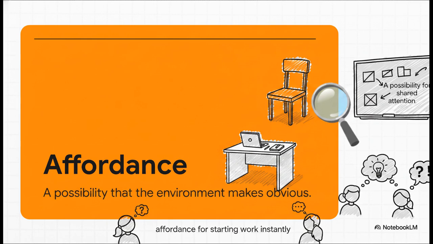Just like in nature, where walking paths naturally form wherever it's easiest to walk, in a classroom, behavior flows right down the path of least resistance. The absolutely crucial point here is understanding a concept called an affordance. An affordance is simply a possibility that the environment makes obvious.